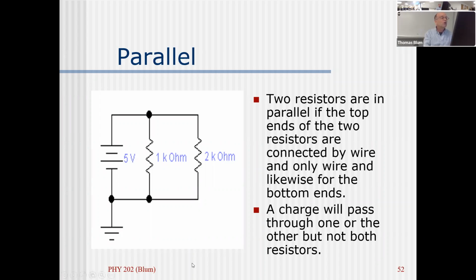Okay. So here are 2 resistors in parallel. The 1 and the 2 are in parallel. There's a connection of wire on the top. There's a connection of wire on the bottom. Resistors in parallel see the same voltage. When you're in series, they see the same current, but parallel sees the same voltage.